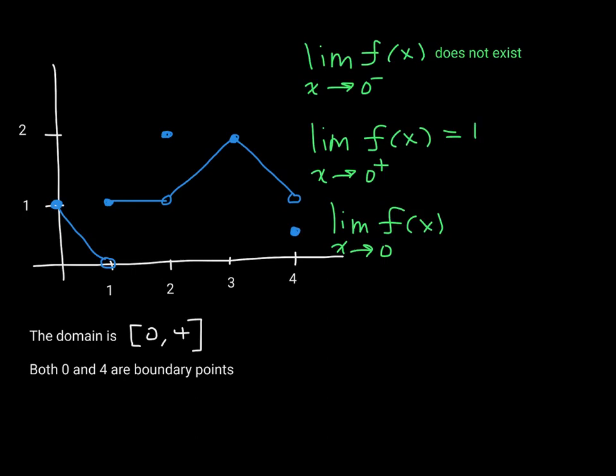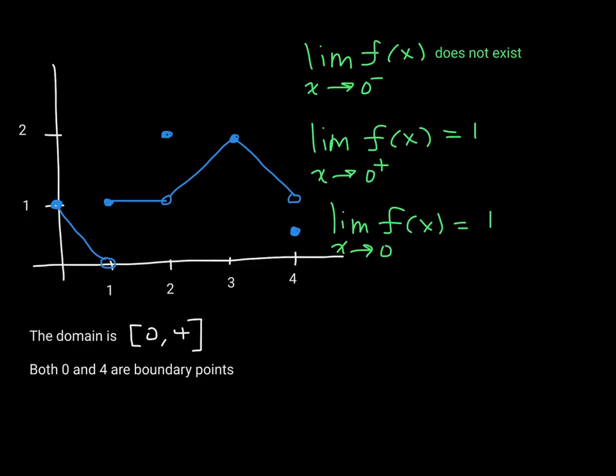Now, because 0 is a boundary point, we will say that the limit exists as x approaches 0, right? The limit exists because we have a one-sided limit. x equal to 0 is a boundary point. So as long as there's a one-sided limit that exists here, we will say the limit of our function as x approaches 0 does exist, and it is equal to 1.